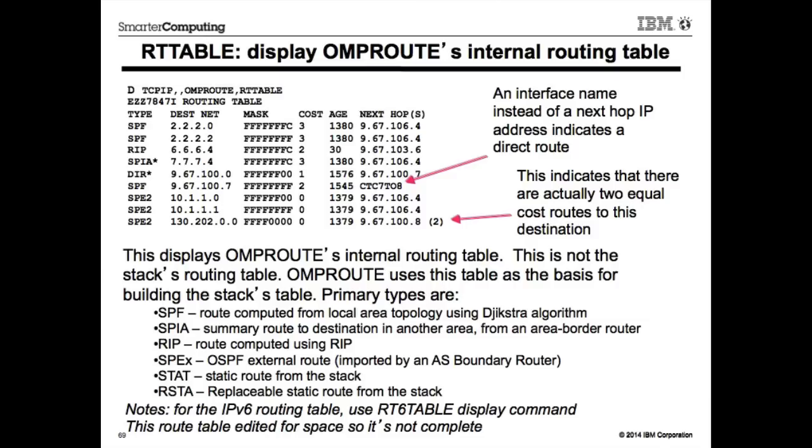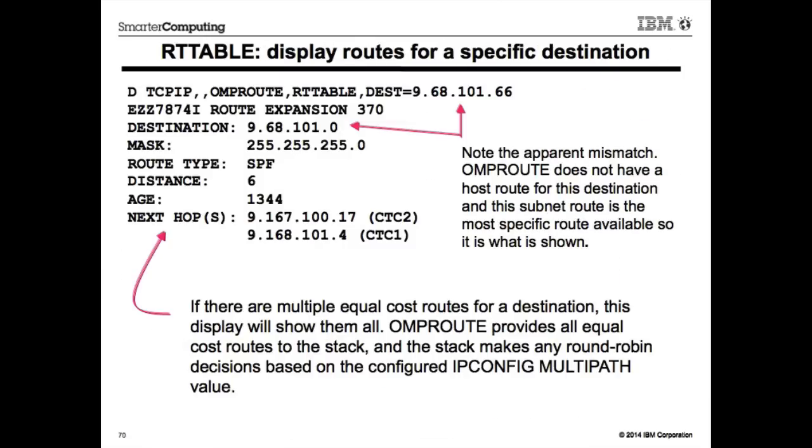SPF means a route that's within this area. SPIA is an inter-area route, means it was learned from a summary. Direct means it's a connection route. And SPE means that it is an external route imported by an AS boundary router. Also, if the next hop is an interface name instead of an IP address, it indicates a direct route. And also, if you're doing multipath, this route table display doesn't show you all the paths. You look at the last route in the list, it shows you one of the routes and tells you there are 2 more to look at. So you can go to the next slide, and you can do a display of a specific route, and that will show you all the multipaths.